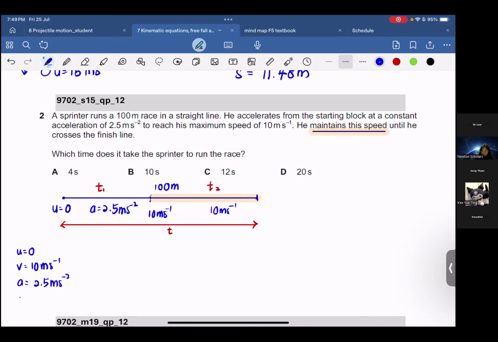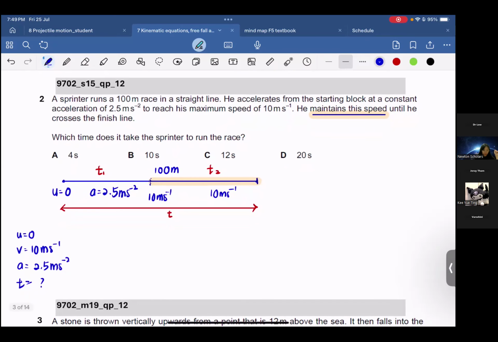Four seconds. Yes, it's 4 seconds. So what formula do we use? V equals U plus AT. So here, for the first section, we're using V equals U plus AT. That's why I told you you have to draw out the diagram so that you will be very clear on what information is for this part and what information is for another part. Okay, you have to draw it out.